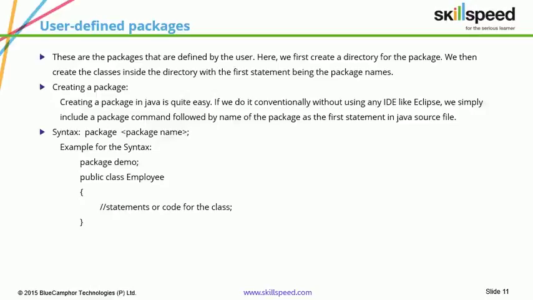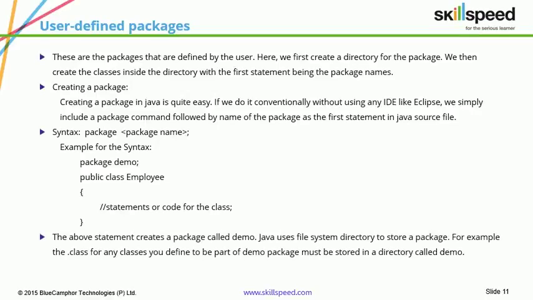In this package, I have the following class, public class employee, in which I will write the statements and code for that class. This will create the package called demo, and Java uses the file system directory to store a package. For example, the .class file for any class you define to be part of the demo package must be stored into this directory called the demo directory. Let us look at how to create a package and run a program in a conventional way.